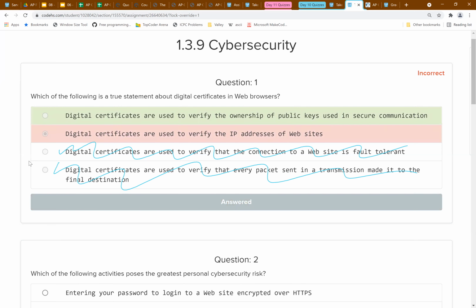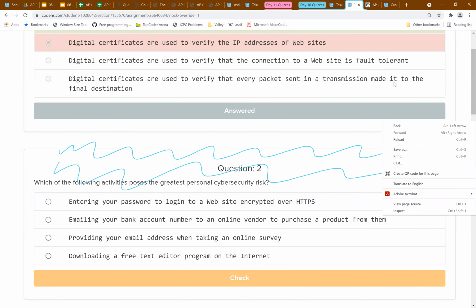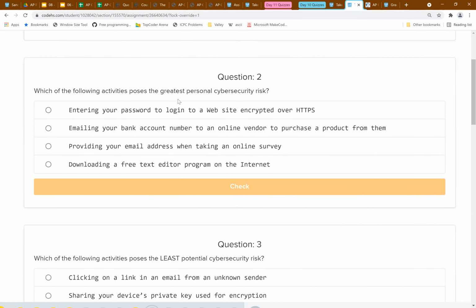This was not covered in our stuff that I had to learn to teach you. So digital certificates, they ensure that we are communicating with the right person. So they make sure that we have the right public key for the website that we're trying to send a message to. So there we have it. Oh, let's clear my annotations.